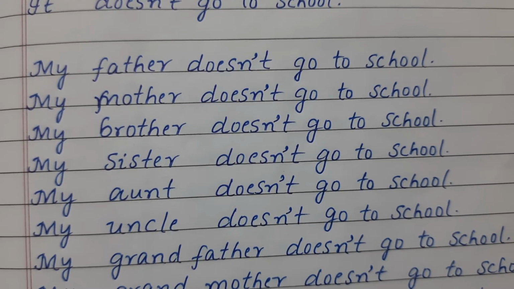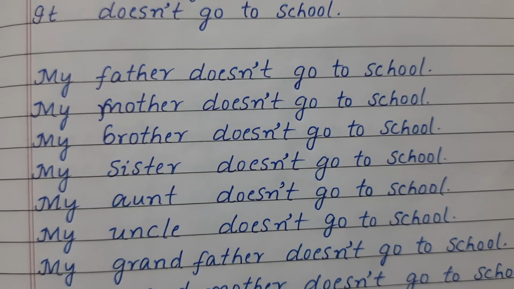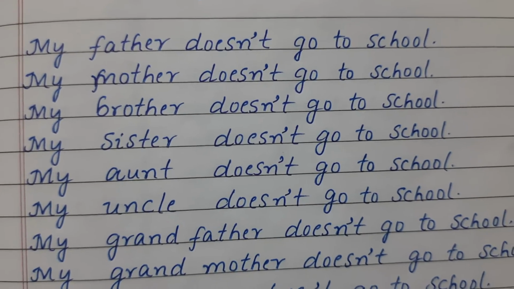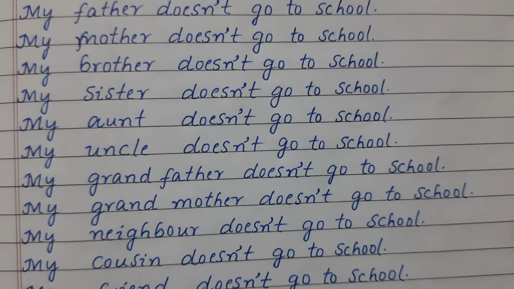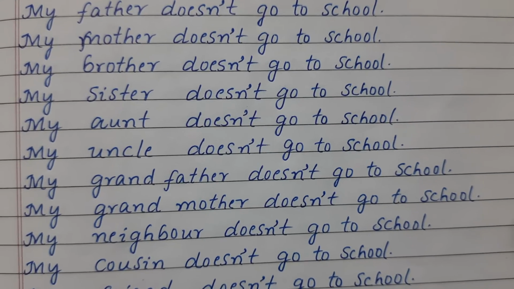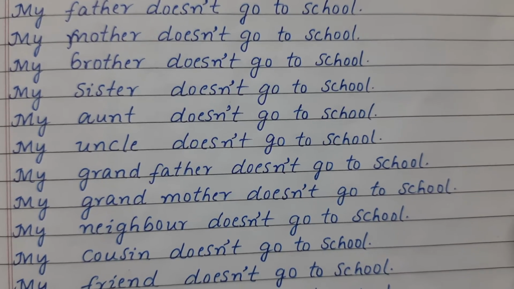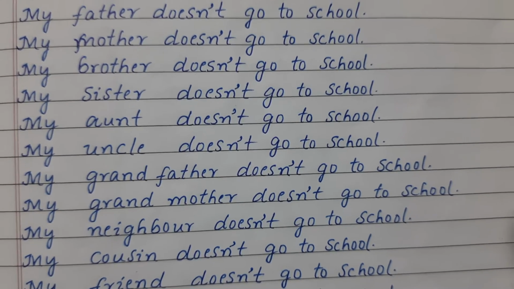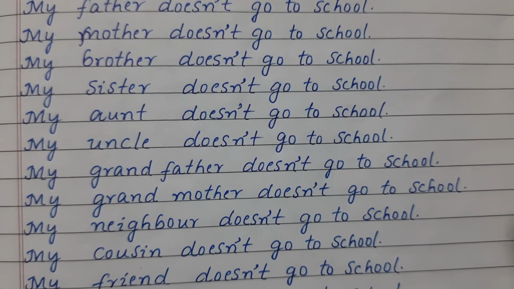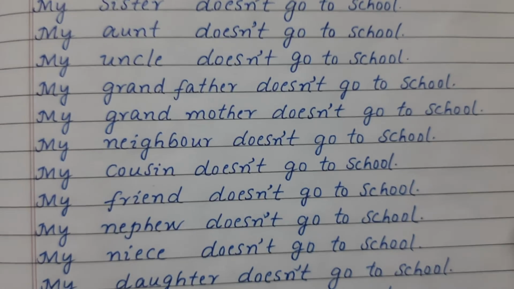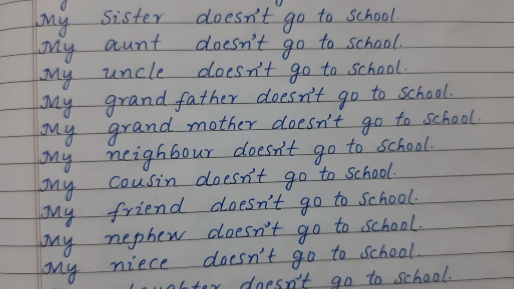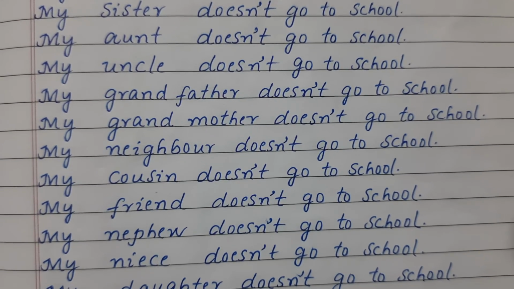My aunt goes to school. My aunt doesn't go to school. My uncle goes to school. My uncle doesn't go to school. My grandfather goes to school. My grandfather doesn't go to school. My grandmother goes to school. My grandmother doesn't go to school. My neighbor goes to school. My neighbor doesn't go to school. My cousin goes to school. My cousin doesn't go to school. My friend goes to school. My friend doesn't go to school.